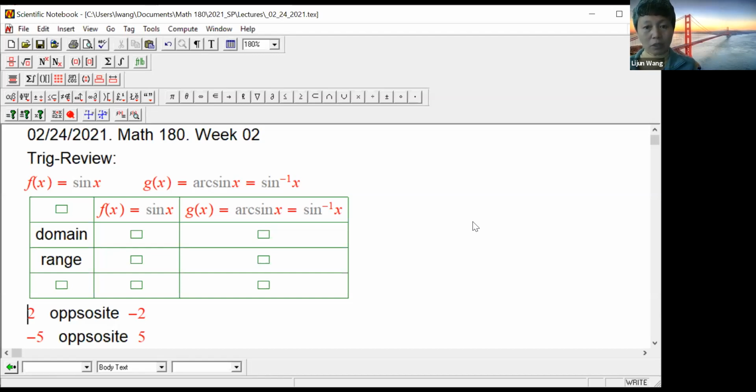A lot of our students do not know how to mark those points. If that's you, that's fine. That's what we're here for. So just like what we did with all the previous functions, we're going to do the same for sine, cosine, and arc sine, arc cosine.